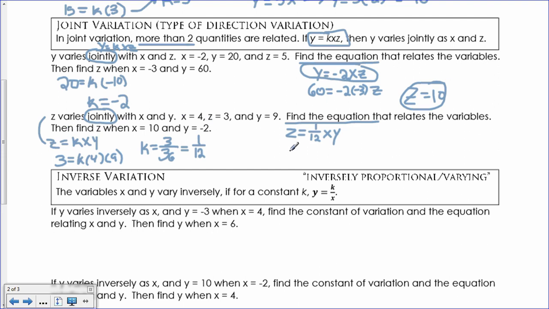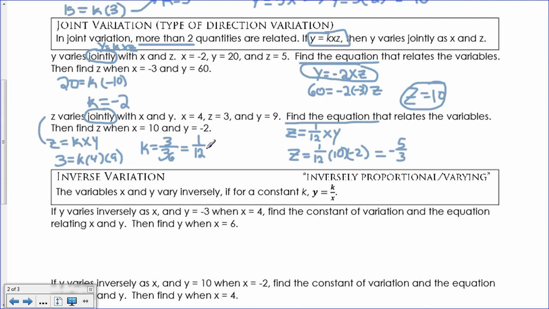So again, we plug in the values that they gave us. Sorry, I keep drawing my z's different. Alright, and then they give us the 10 and the -2. All right, so if I multiply those together, that would be negative 20. Negative 20 times 1 over 12 is going to end up simplifying to become negative 5 over 3.